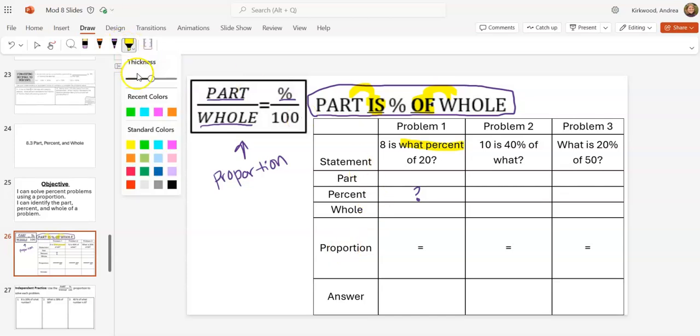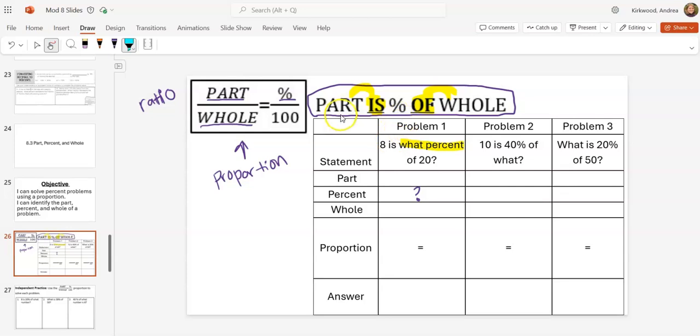Now we have to identify, is the 8 a part or a whole? The word that's going to give me this clue is this word is. You may think that you can rely on the fact that 8 is smaller than 20 to mean that 8 is your part, but remember, you can have 15 out of 8. It just means it's over 100%. So we can't rely on the fact that it's smaller, but we can rely on this word is. It points me in the direction that 8 is a part. So 8 is my part in my problem.